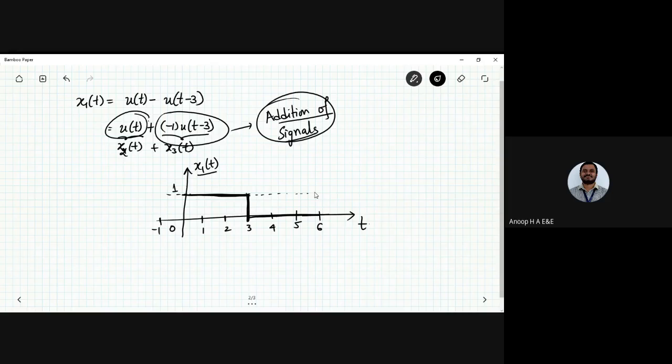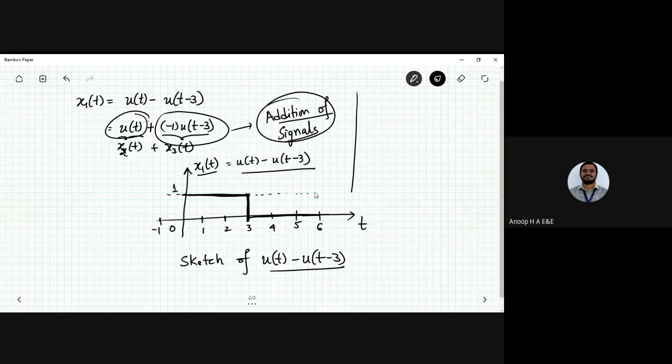See to it that you are doing the addition operation, not the multiplication one. So that is x1 of t, which will be the sum of u of t minus u of t minus 3. So this is the sketch. I repeat, sketch of u of t minus u of t minus 3. This is one thing that you are going to clearly observe here.